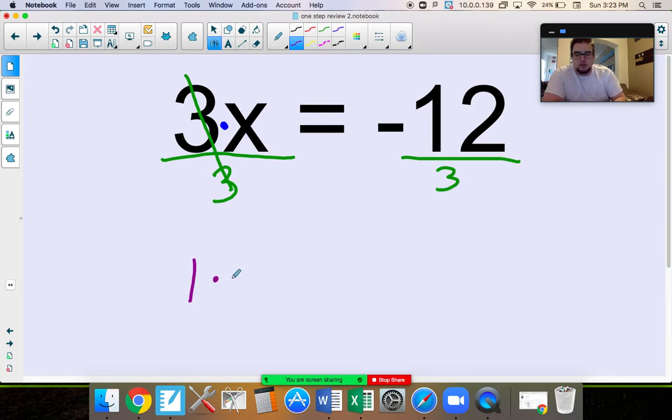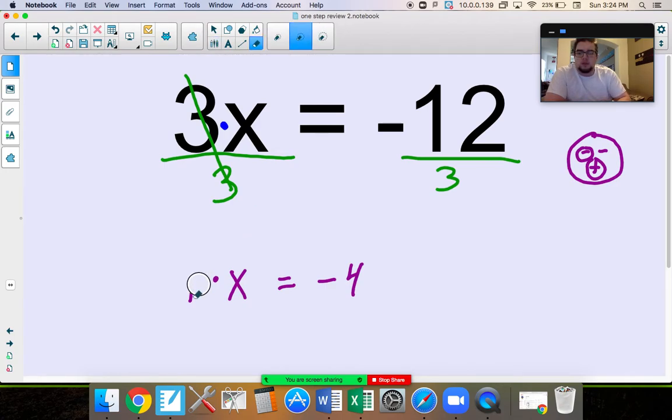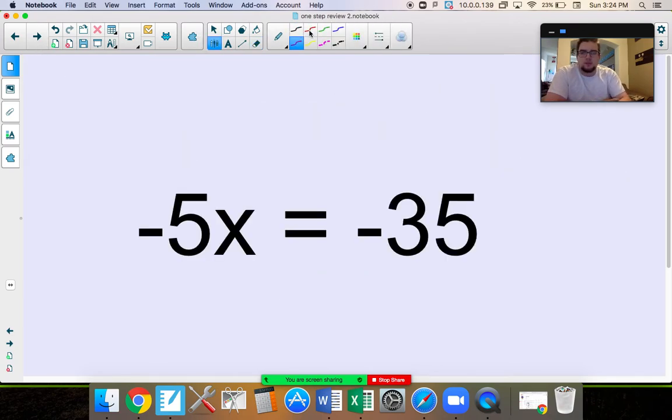X drops down, and negative 12 divided by 3. So negative divided by positive. We have our guy here to help us out. Negative and a positive means our answer is going to be negative, and 12 divided by 3 is 4. You do not have to have the 1 in front of the x, so technically your answer could also be this in the end. So let's try another one.